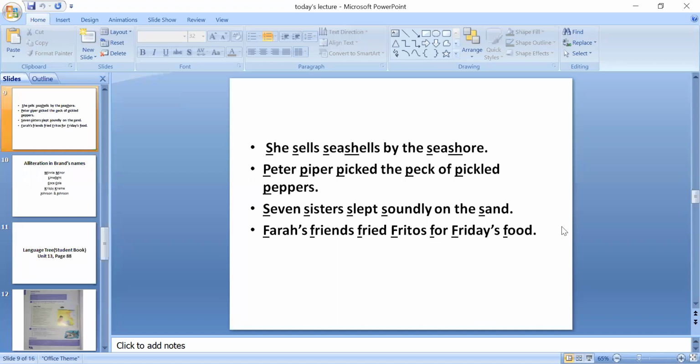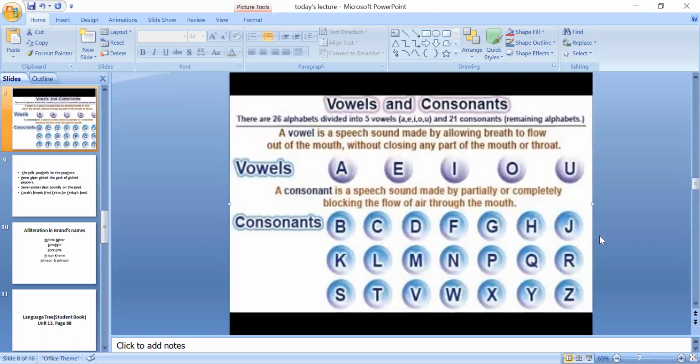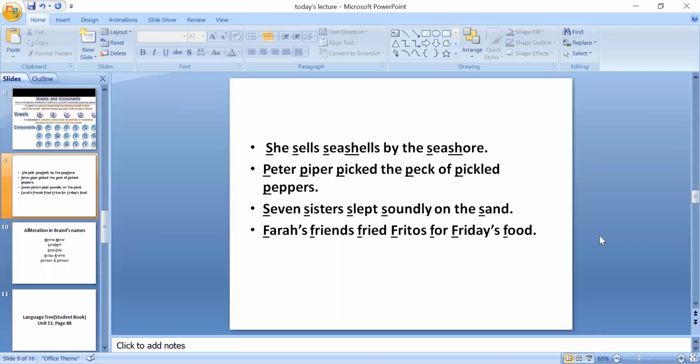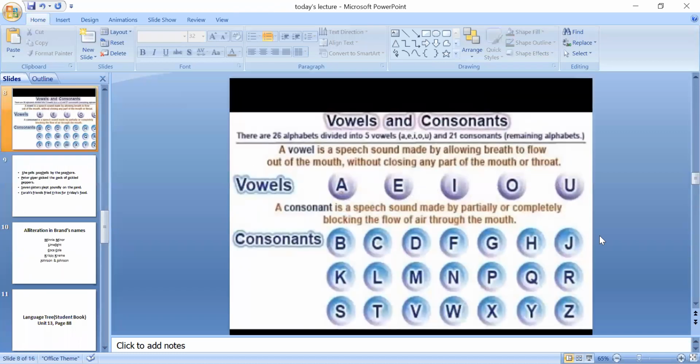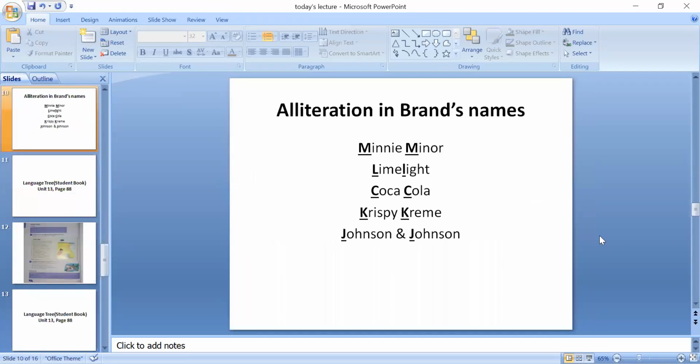Alliteration is a repetition of consonant sounds. I have told you about consonant sounds. Yes, you can see on the screen. These five are vowel sounds, and the rest of the letters are consonant sounds. So alliteration is actually repetition of consonant sounds in a sentence or in a phrase. Okay, yes. You can see alliteration.